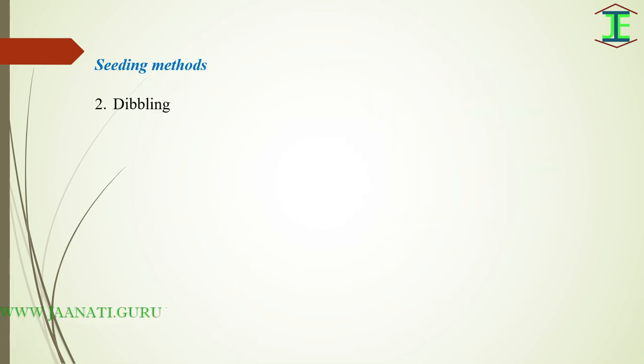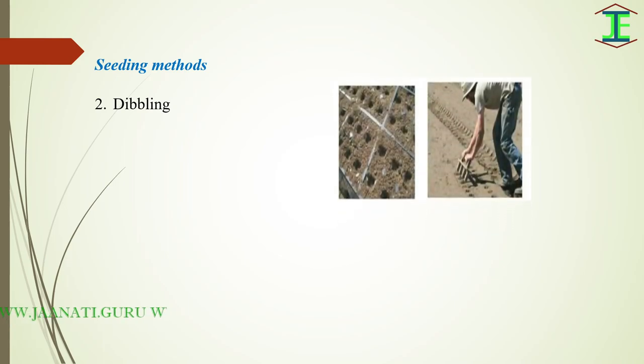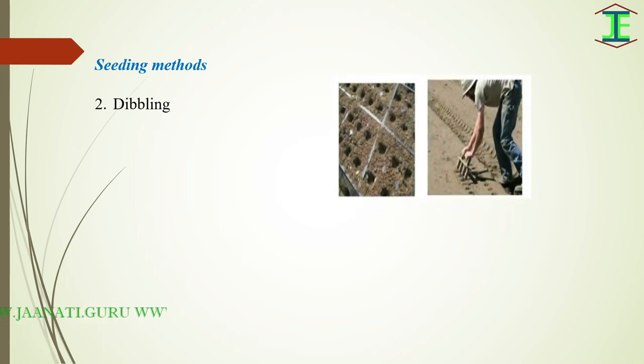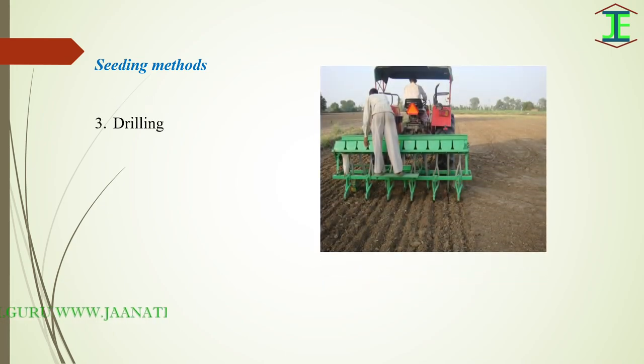Next one is dibbling. Dibbling is nothing but, with the help of an implement which is called a dibbler, we'll make holes in the soil, so that in those holes we'll place the seed and we'll close that hole. Drilling is the continuous dropping of the seeds in the furrow lines and closing the soil. Seed drills and seed cum fertilizer drills are used for drilling.